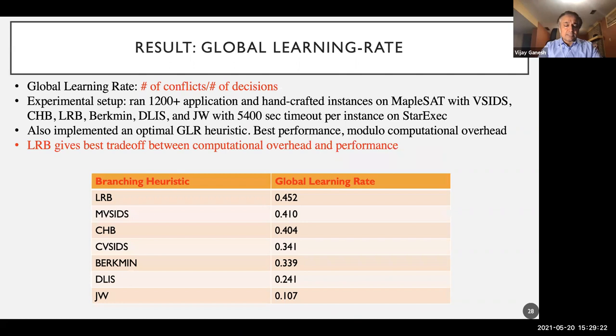And this led us, MapleSAT, our solver, to win the SAT competition in 2016 and medal in 2017. And since then, all solvers that medal use MapleSAT as their basic solver. And we also cross-verified that the solver that maximizes the global learning rate is also the best in terms of performance. So LRB is the best, followed by MVSIDS, CHB, and other branching heuristics.